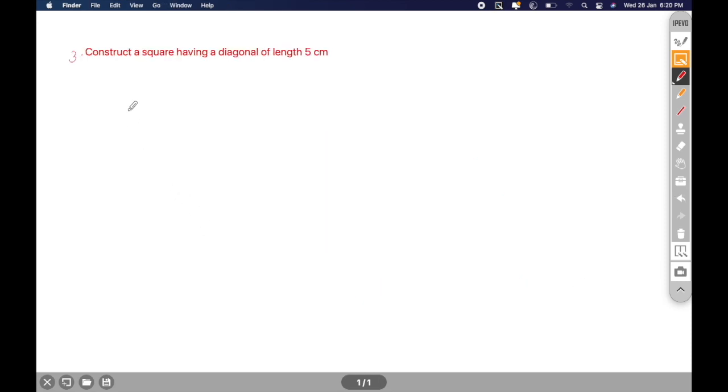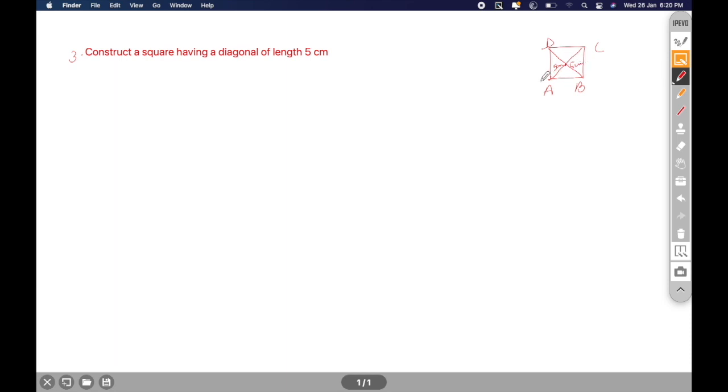This is the next question. Construct a square having a diagonal of length 5 centimeter. So again, let me draw a rough diagram here. Suppose ABCD is the square and the diagonals are supposed to be of length 5 centimeter. We know the diagonals of a square are equal, so both the diagonals are 5 centimeter.